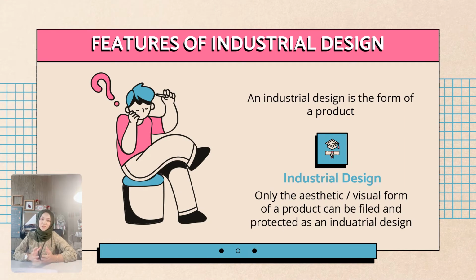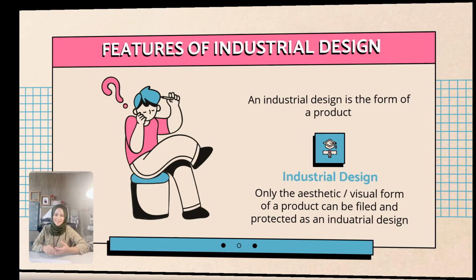A feature of industrial design is that an industrial design is the form of a product, and only the aesthetic and also visual form of a product can be filed and protected as an industrial design.